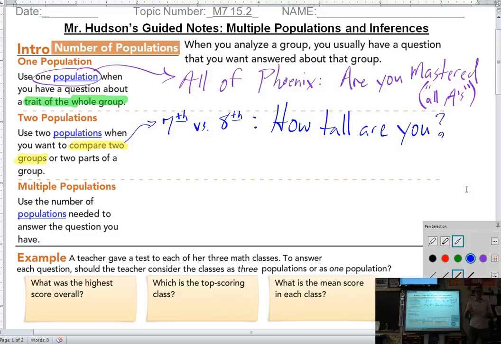Unless you have a very small population. Like, dude, we've got 80 7th graders, 80 8th graders. There's no chance that all 7th graders are shorter than all of the 8th graders. And I know a couple of really short 8th graders, too. Me too, but I'm just saying.